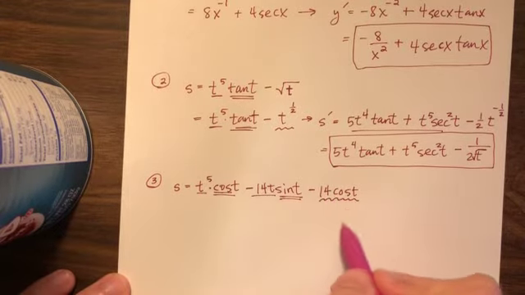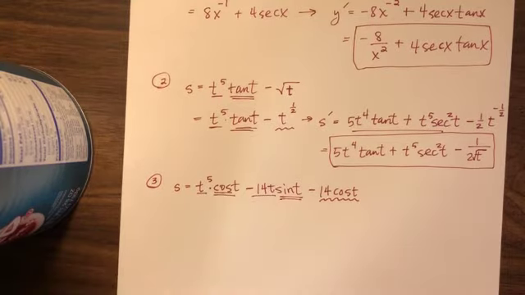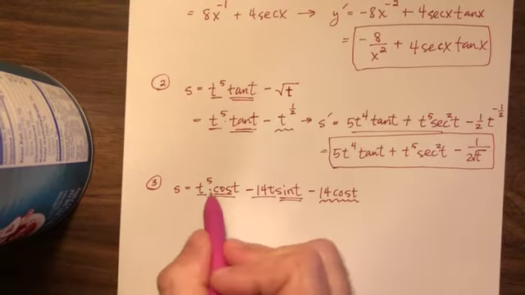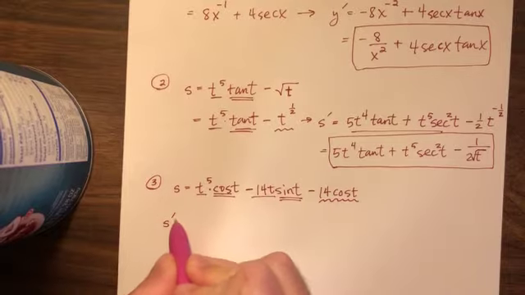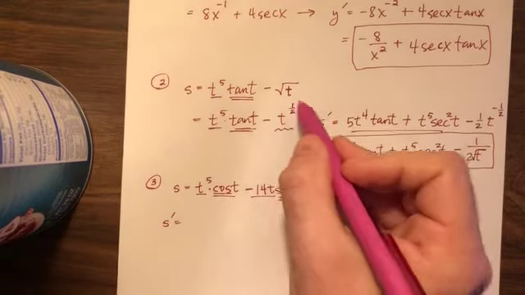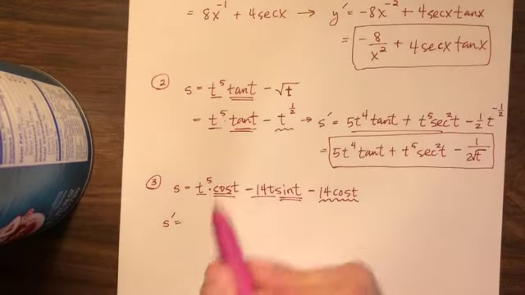It's just find the derivative of cosine and slap the negative 14 in front of it. So let's do this one. I don't have to rewrite anything like the square root or the over x thing.